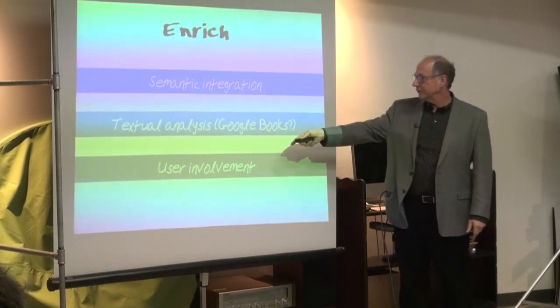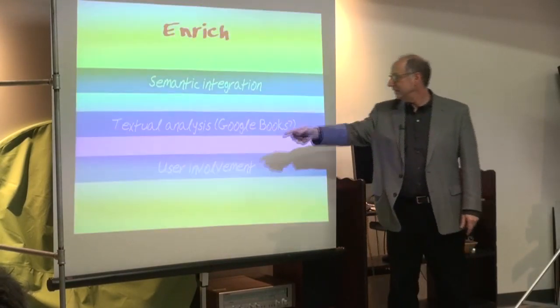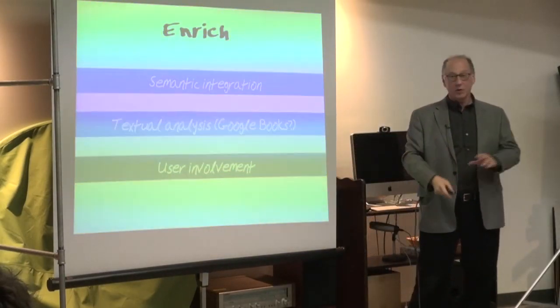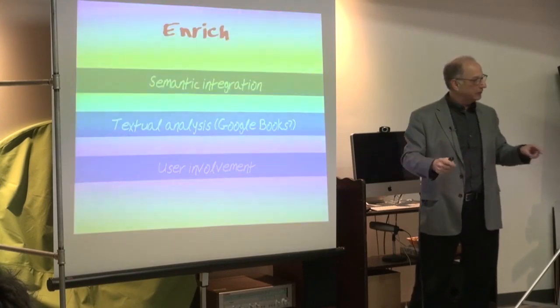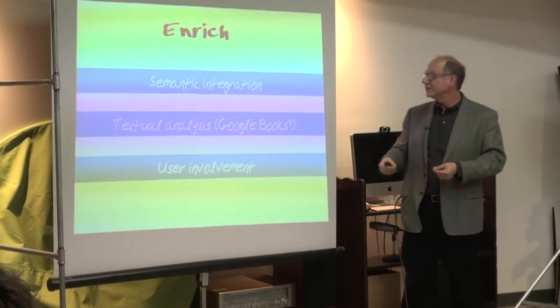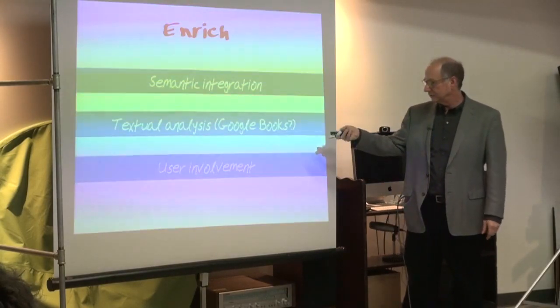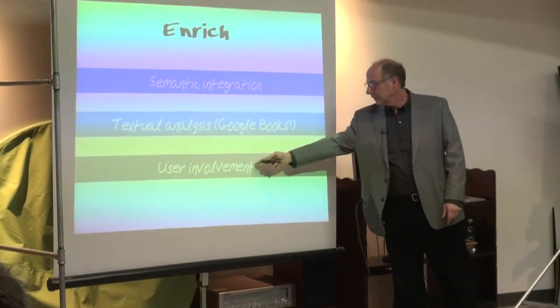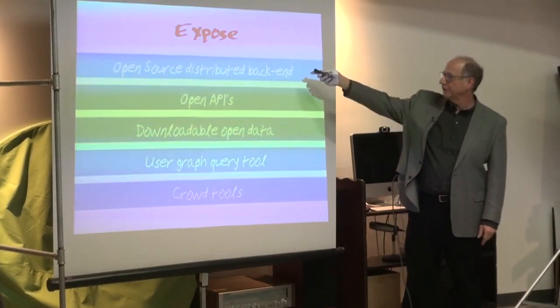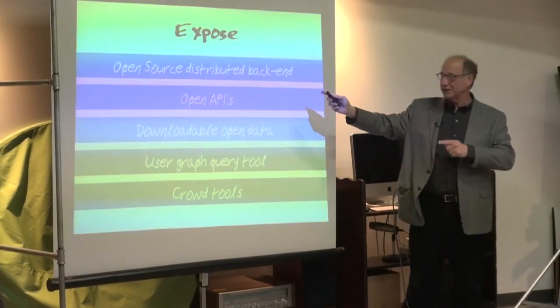Fourth is you want to enrich it by finding the connections among the meanings, by doing text analysis, possibly if we can get access to the Google Books corpus. Don't want to make any of that content available, but we do want to use that in order to be able to see the relationships among the tens of millions of books that Google has scanned. And obviously you want to get users involved as well. Sorry, that was third. Fourth is you expose it. I'm not that good at math.